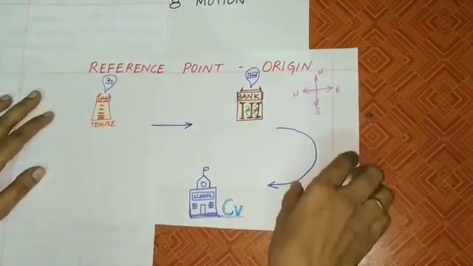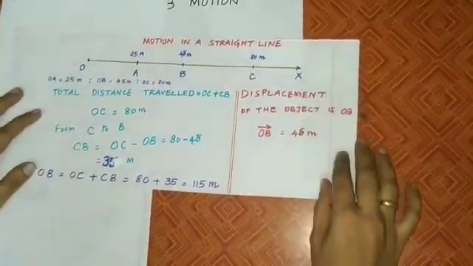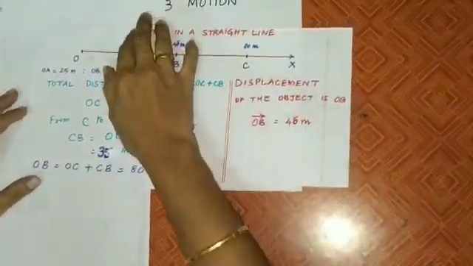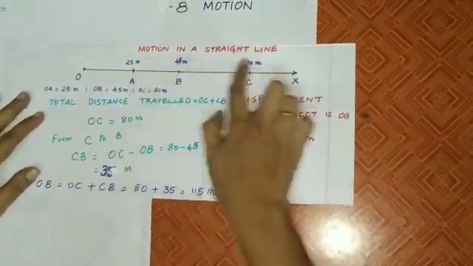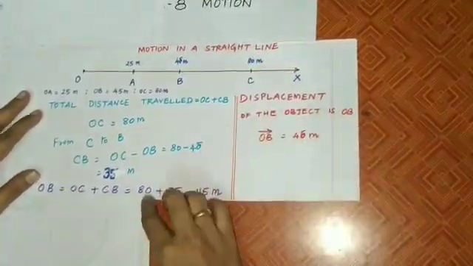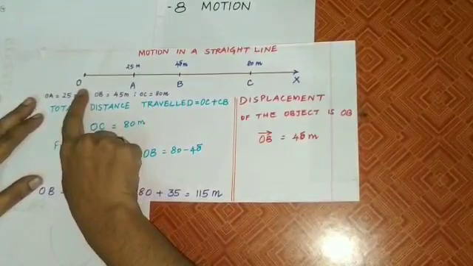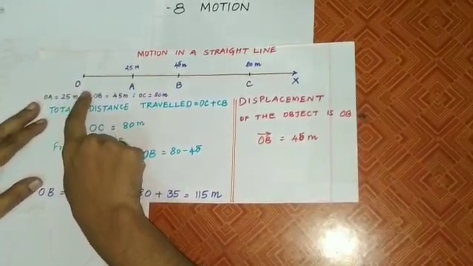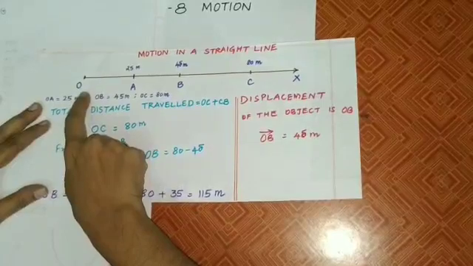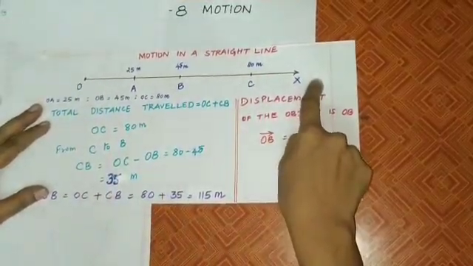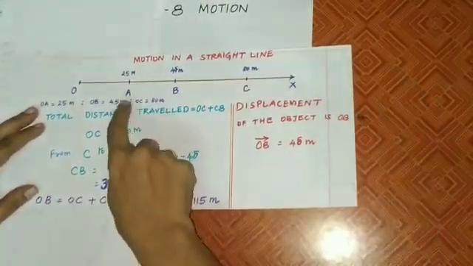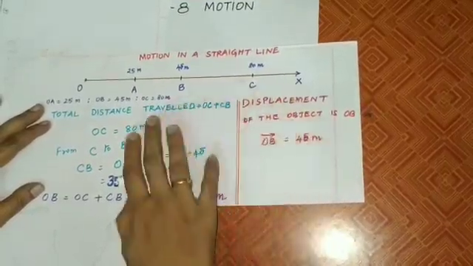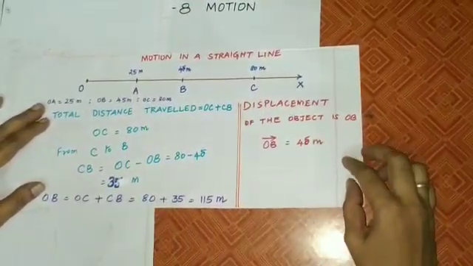The simplest type of motion is the motion of a body along a straight line. If an object travels in a straight path, we call it as motion in straight line. Suppose a body starts its journey from O, which is treated as the origin or the reference point here, along a straight line OX. Refer to the figure over here. A, B, C are the positions of the object at different instants of time.